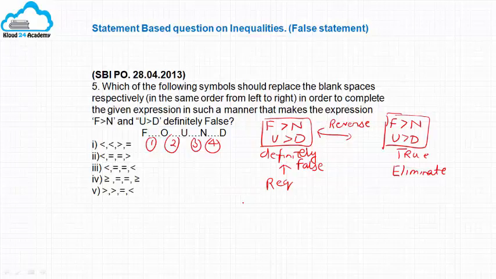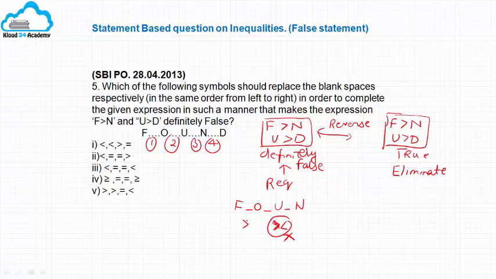First, between f and n, how to make it true? In any of these blanks, we should get greater than. As per rule of ranking, greater than will be preferred. We should not get no conclusion, because then it will not make it true. It will make it no conclusion. So what do we want? Greater than, and we don't want no conclusion.